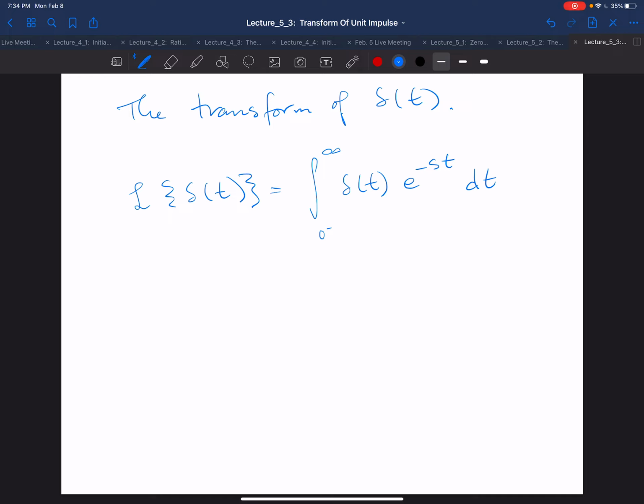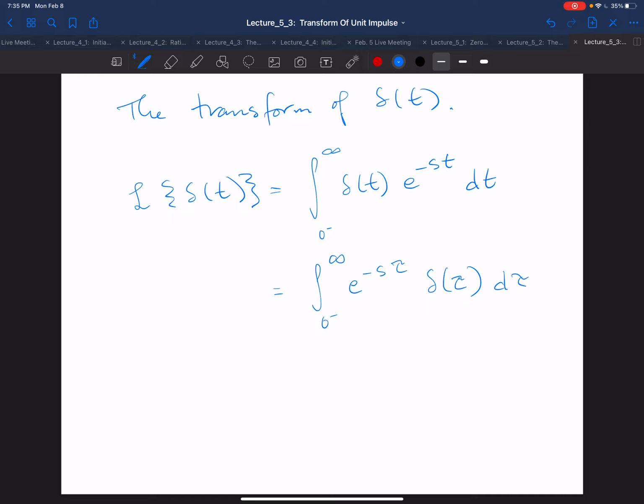But the value of this integral follows directly from our sifting property. In this case, the f of t that appears in the definition of the sifting property is just e to the minus st. We could write it in terms of tau to make things clearer. So this is really an instance of the sifting property. Our f of tau is e to the minus s tau, and our delta of t minus tau is just delta of tau.